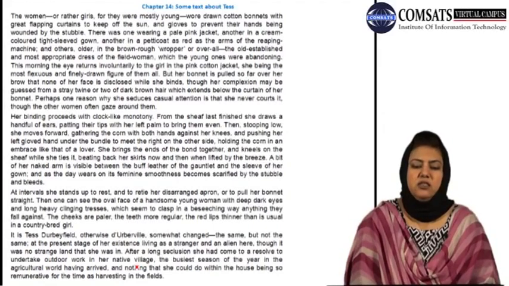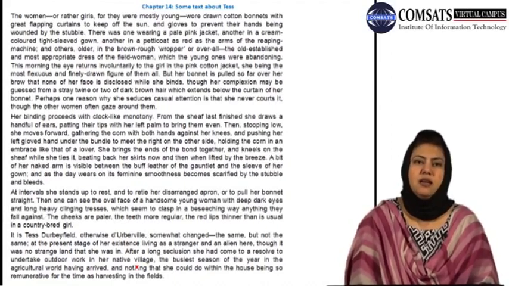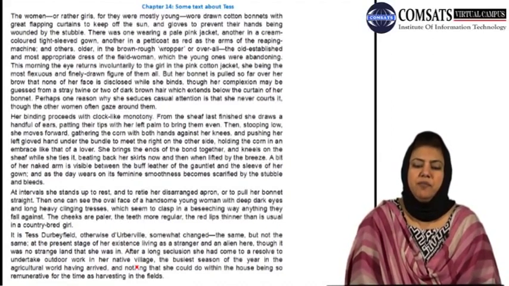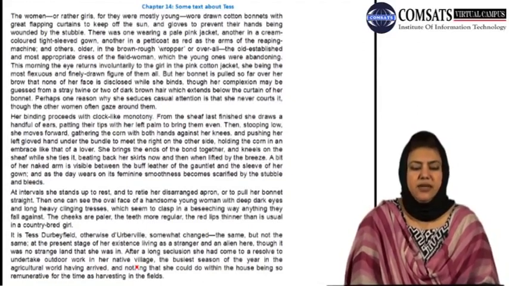Perhaps one reason why she seduces casual attention is that she never courts it, though the other women often gaze around them." So she is lost in her own thoughts. She is not interested in catching anybody's attention, and maybe this is the reason, what Hardy says, that her lack of interest in grabbing anybody's attention actually generates the interest. "Her binding proceeds with clock-like monotony.